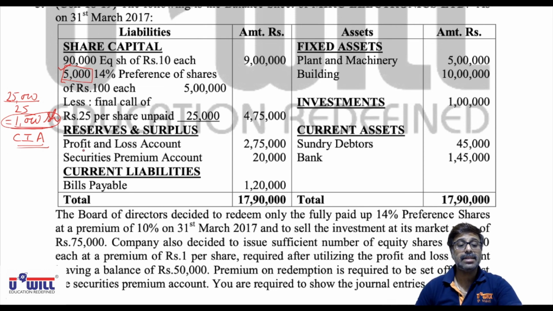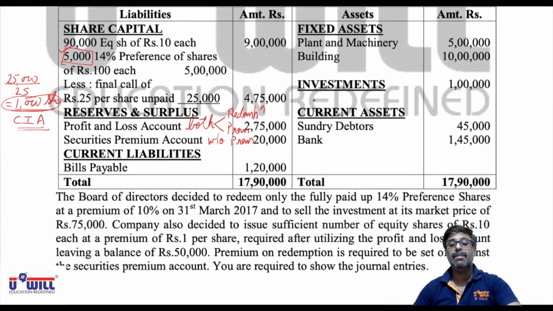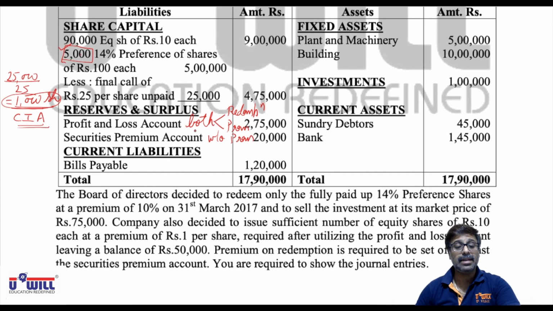Reserves and surplus. The profit and loss account can be used for both. Both means it can be used for redemption of preference shares as well as for writing off premium. Securities premium account can be used only for writing off premium on redemption. And other than that, we have current liabilities, fixed assets, investments and current assets.